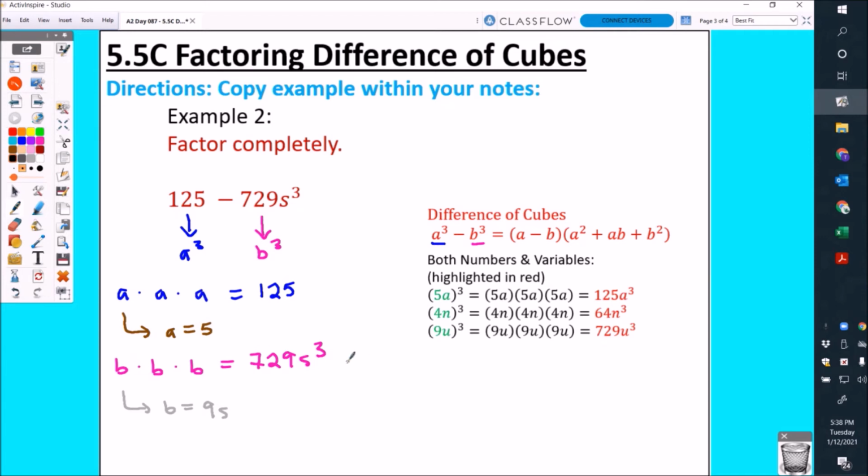All right, so let's start writing out our factors. First is 5, followed by the minus, and then followed by 9s. And then let me close that parenthesis. Open parenthesis for the second group. Now this one, it says a squared, so I want to square our a value, which is 5.